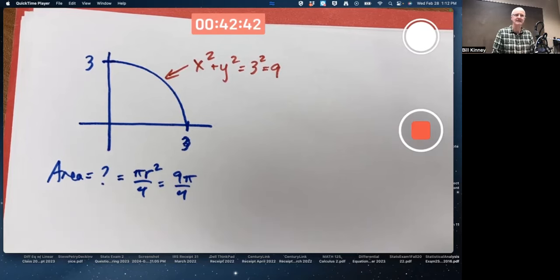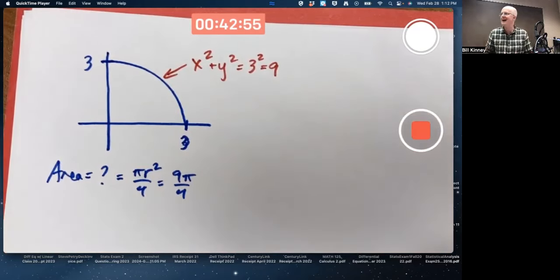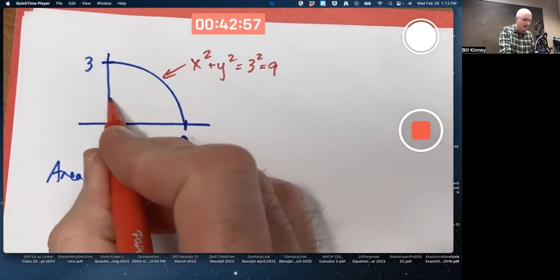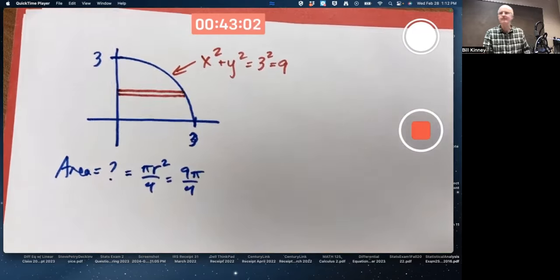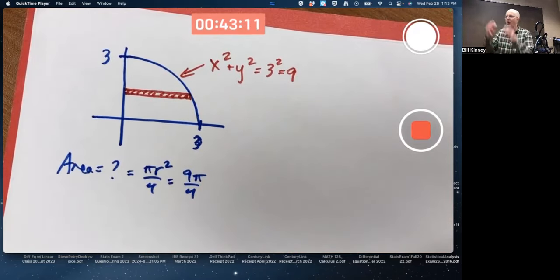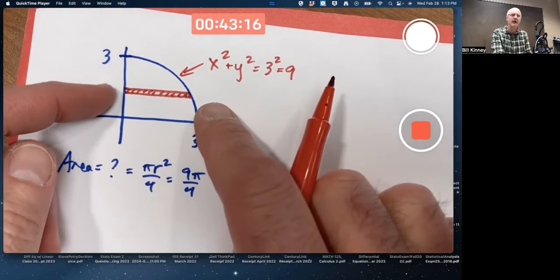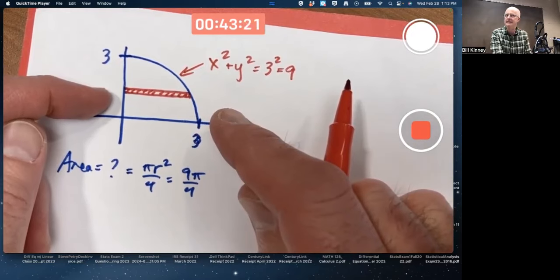So we're going to slice this with thin slices. And in fact, we imagine taking a knife and doing the slicing. Pretend my hand is the knife. I'm going to slice this with thin slices, horizontal in this case. One typical looking thin slice might look like this. And the big idea is to say the total area of this quarter circle should be the sum of a bunch of thin slice areas. Sum of a bunch of areas of thin slices.